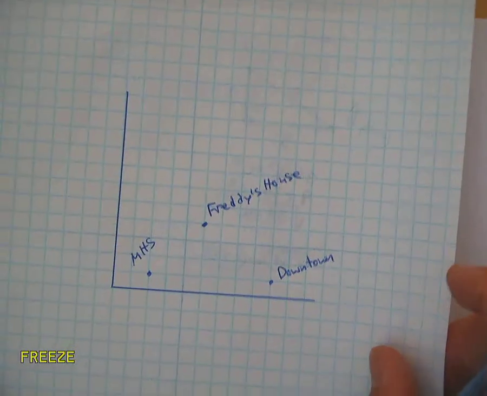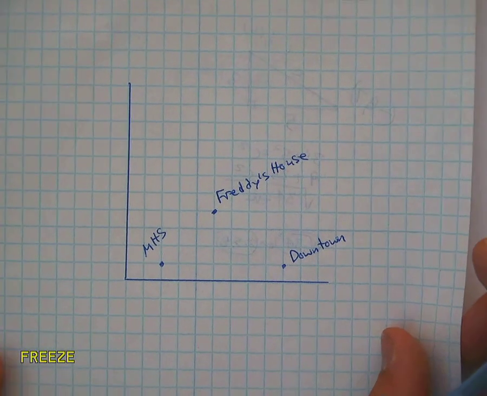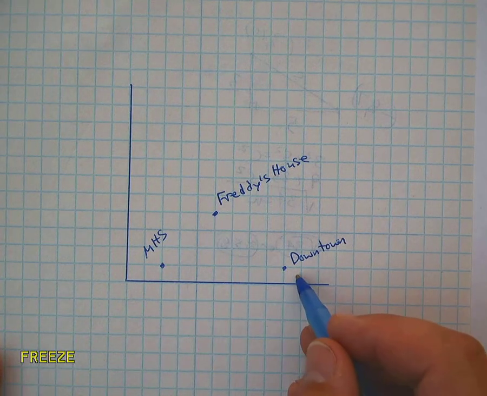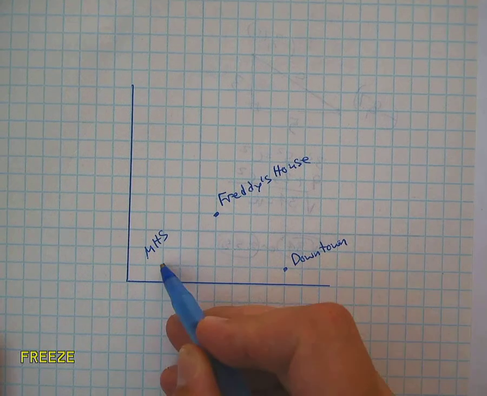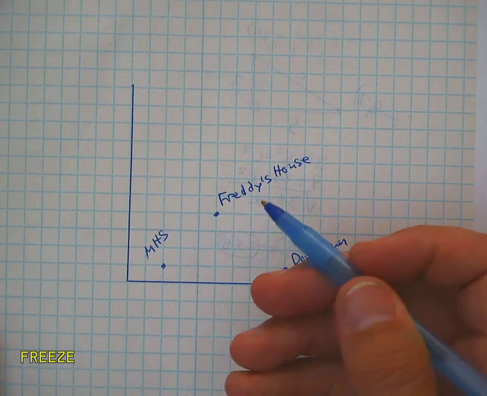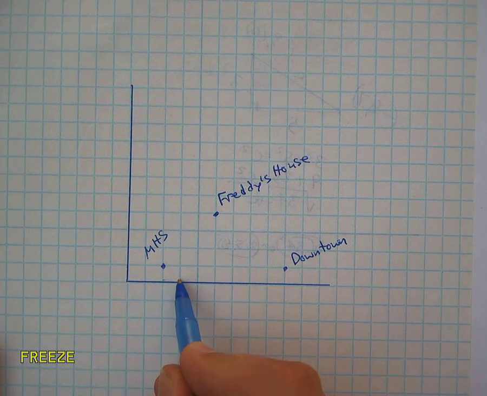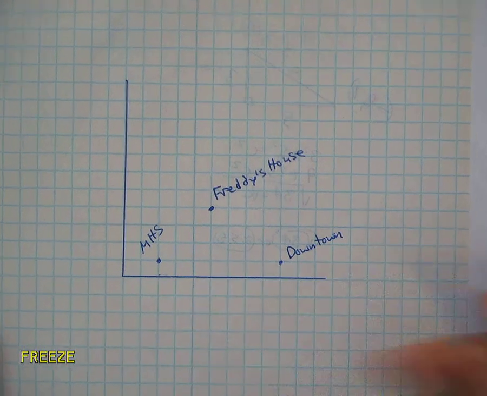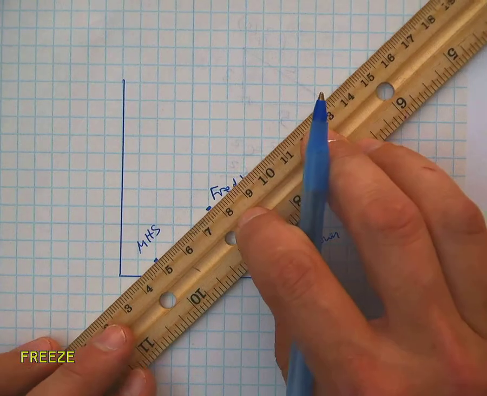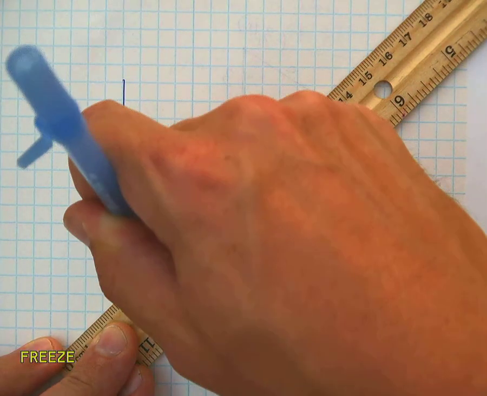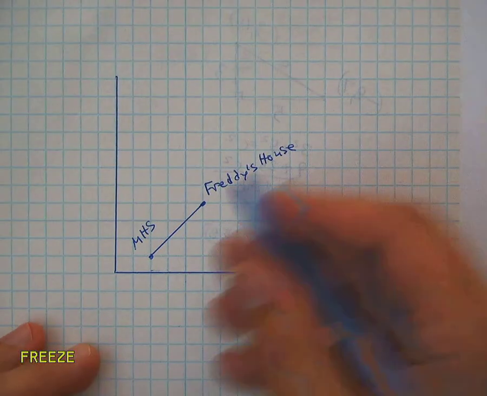I'm going to draw this graph on a sheet of graph paper. I've got Muskegon High School, Freddy's house, and downtown. If I want to know the distance between MHS and Freddy's house, that's a possible thing. Let's say each of these is 1 mile. First of all, I'm going to connect a line segment between MHS and Freddy's house.